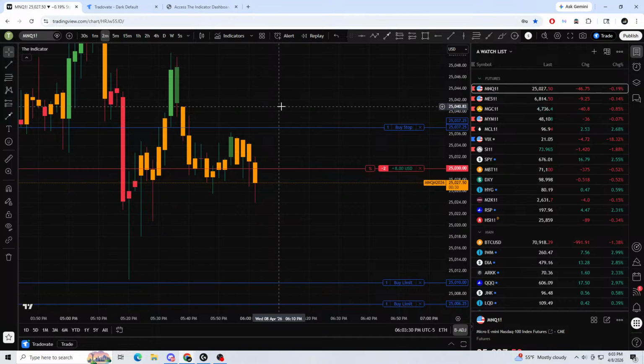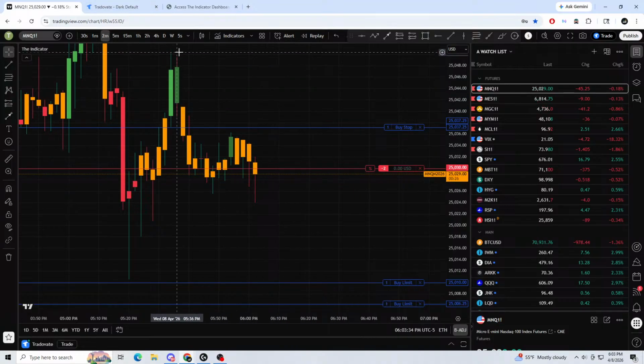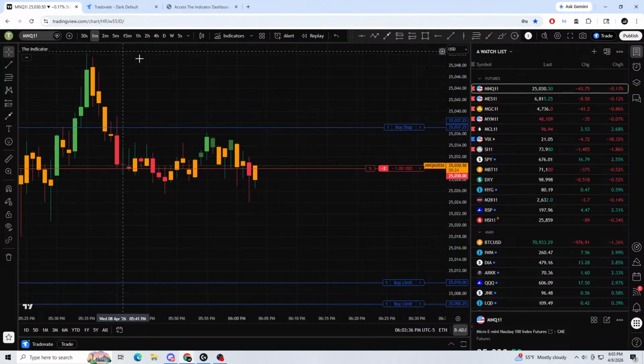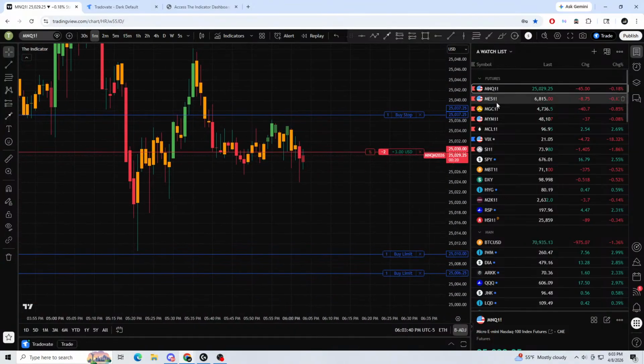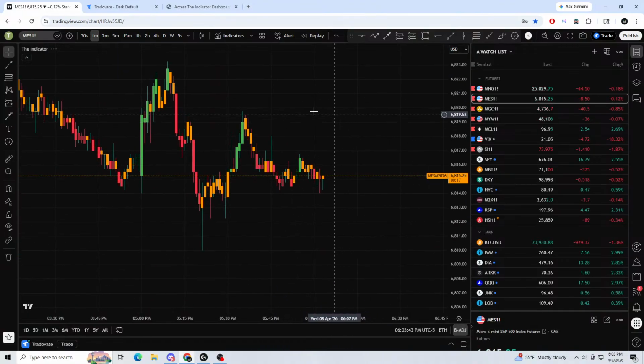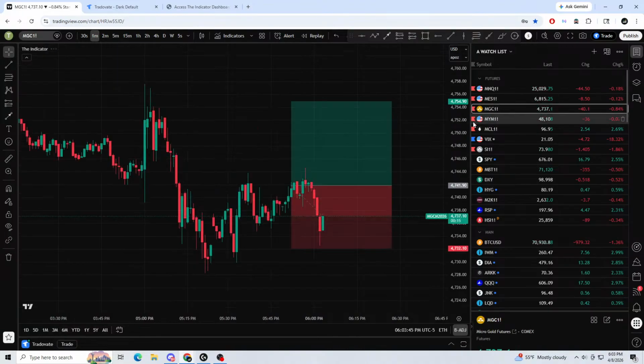Yeah, even on the 2 minute, we're just consolidating. We just don't have any momentum. None. Is ES moving? Nope. Is gold moving? Nope.